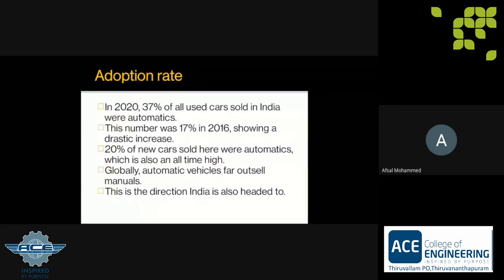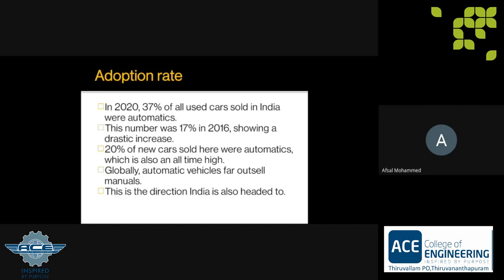We can see that in 2020, 37% of all used cars that were sold in India were automatics. However, this number was much lesser in 2016, showing almost twice the growth in 4 years. And this is mainly because automatics have become cheaper because the technology has improved and the manufacturing process has been streamlined, making it much easier to manufacture automatics. Also, the numbers we are looking at now were used car numbers, whereas the sales of newer cars have also been affected, and this change is being seen there too.